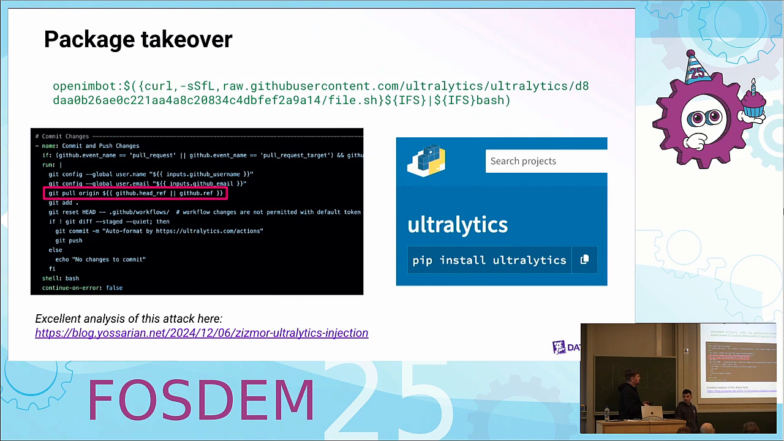Right at the end of 2024, there was a notable package takeover instance for this Python package called Ultralytics, where they were running a vulnerable GitHub action on their repo. You can see in the pink box, the branch name is used unescaped in a shell command. And so this allowed an attacker to submit a malicious PR with a crafted branch name, which ended up running a shell script in the context of the GitHub action. And so they were able to exfiltrate the PyPI publish token and upload some malicious versions to PyPI. There's a great analysis of this attack in that blog post.